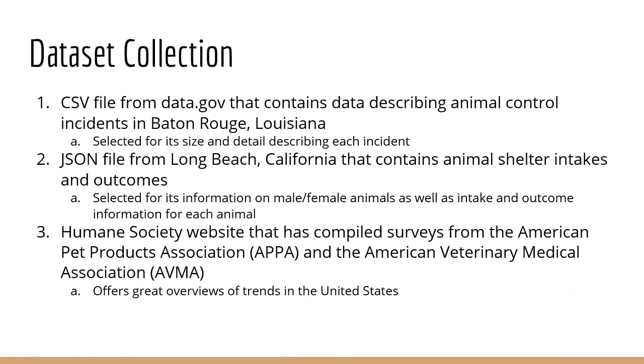So we chose our CSV file from data.gov that has animal control incidents in Louisiana. Our JSON file comes from the database from Long Beach, California that has animal shelter information. And our final HTML comes from a Humane Society website that has survey data that we use to analyze our data.